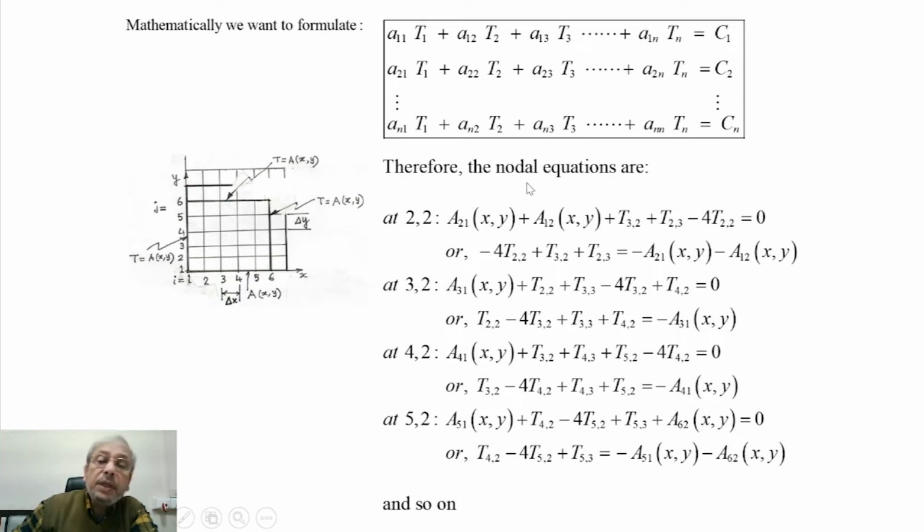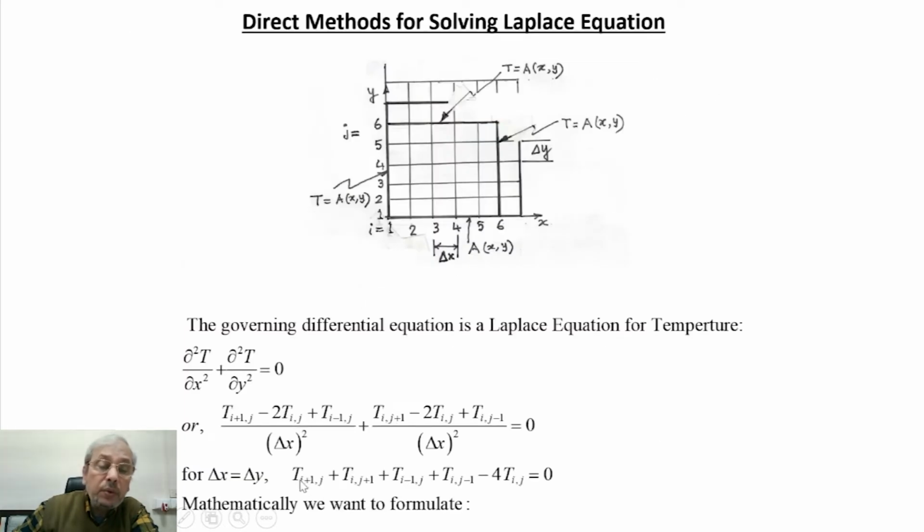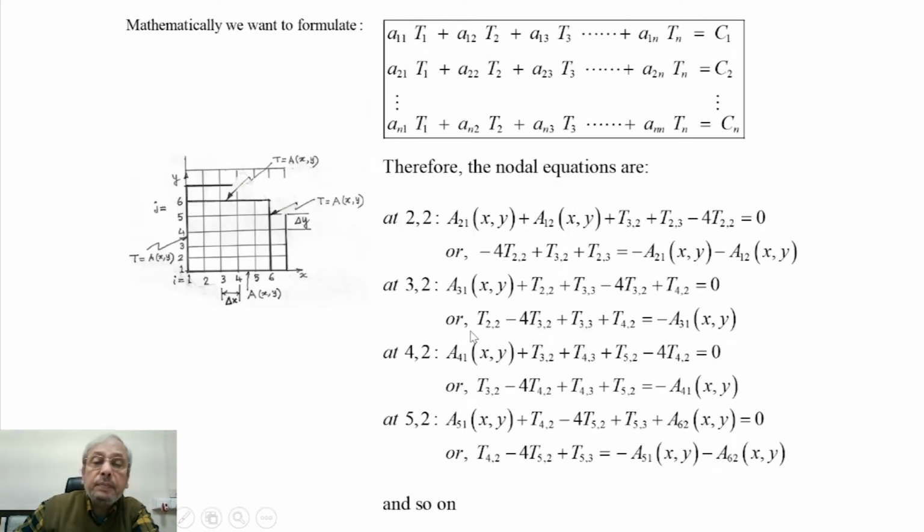As I mentioned earlier, the governing equation for each internal node will be T i plus 1 j plus T i j plus 1 plus T i minus 1 j plus T i j minus 1. That means its eastern neighbor, its northern neighbor, its western neighbor, and its southern neighbor of the point of interest. And then we will be able to form this algebraic equation for each point.